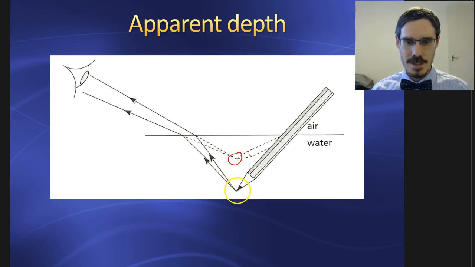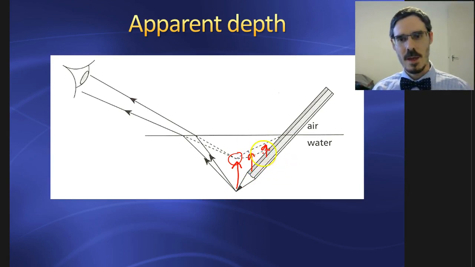So your eye sees the tip of the pencil, which is down here, as being up there, and so on all the way along this pencil under the water. As a result, when you look at the pencil, it looks like the pencil's bent. In fact, the light rays are bent.